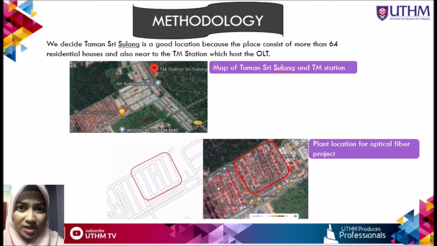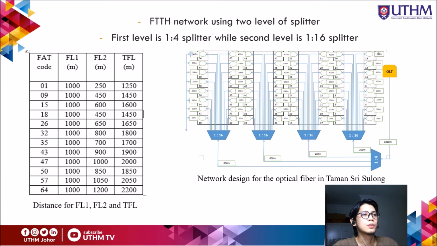First figure is the map of Taman Sri Sulong and TM location, and the second picture is the plan location for the optical fiber project. So in our FTTH network design, we are using 2 levels of splitter. The first level splitter is 1 to 4 splitter, while the second level is 1 to 16 splitter. So combining all together, we get 16 times 4, which is 64 outputs.